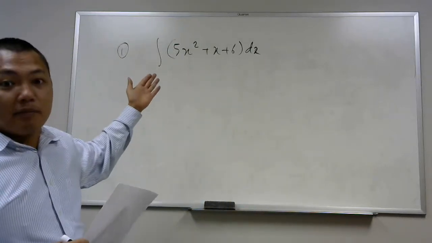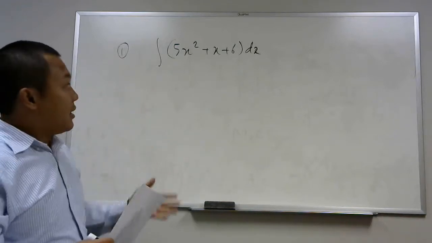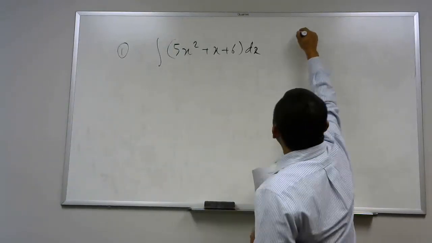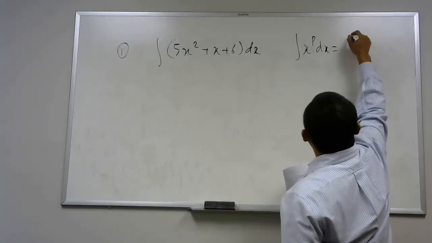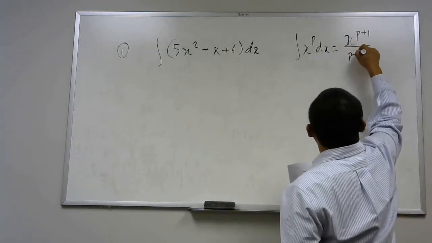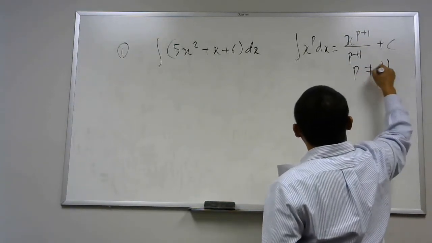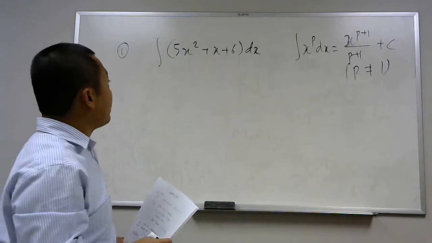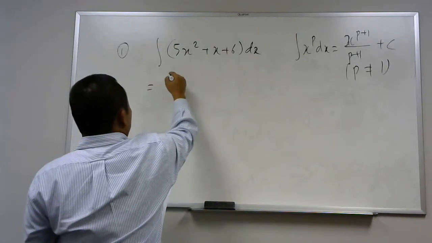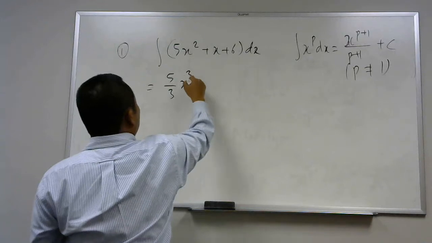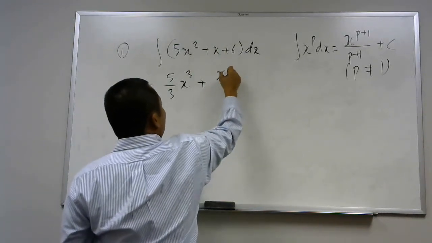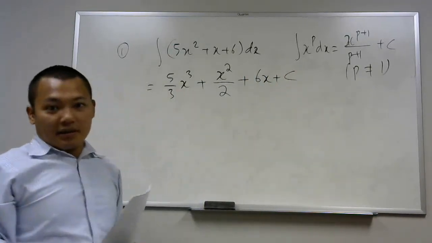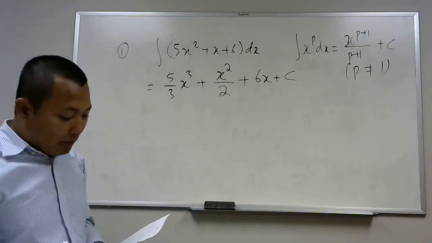So here you can see that we have power functions already, right? So basically, to solve this integral, we need to apply the power rule, which states the integral of x to the p dx equals x to the p plus 1 over p plus 1 plus c. And this formula works for p not equal to negative 1. So I write this equal to 5 over 3 x cubed. Here we have the power 1, so I increase the power by 1 and divide by 2, and here I have 6x plus c. And that is pretty simple, right?